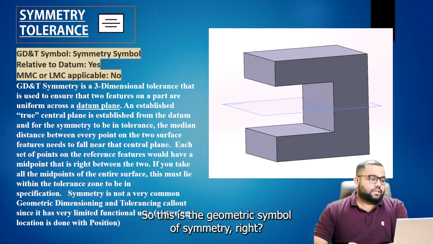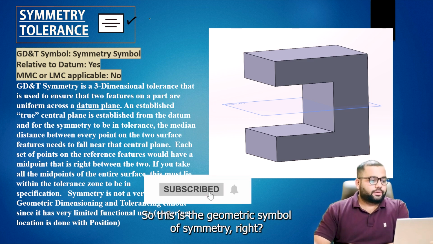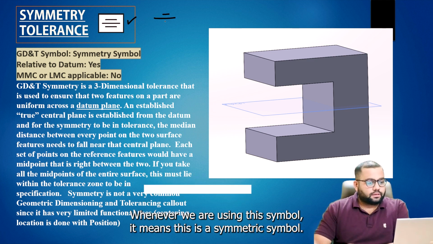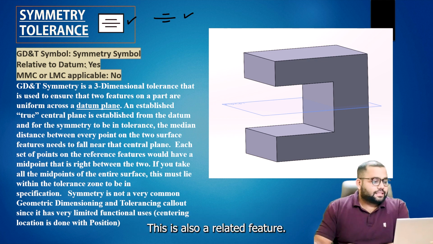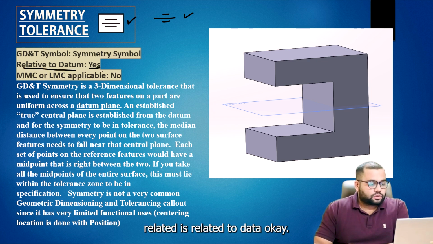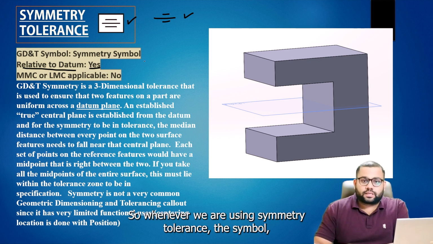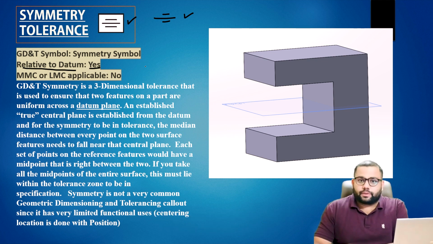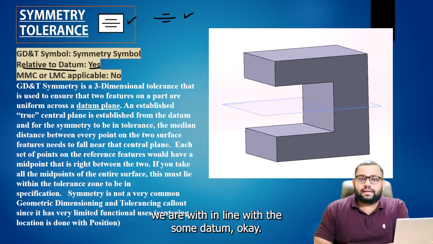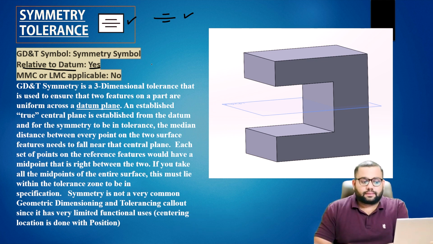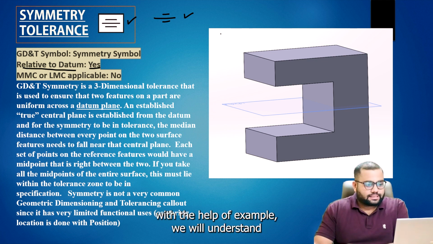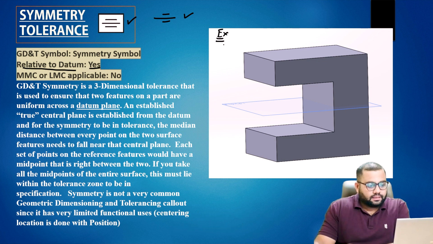This is the geometric symbol of symmetry, and whenever we use this symbol, it means a symmetric tolerance. It is also a related feature, related to a datum. Yes, it is related to a datum. So whenever we use the symmetry tolerance symbol, it is in line with some datum. With the help of an example, we will understand this symmetry.